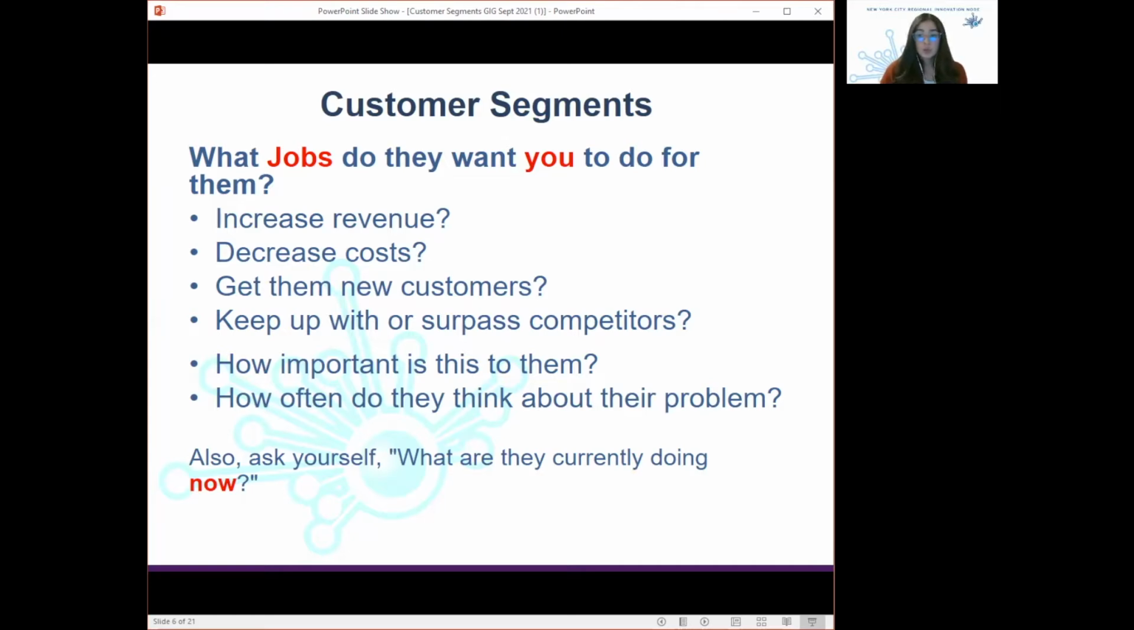Think about what they're currently doing to solve the problem. What products are they buying? What are the issues associated with the current process?